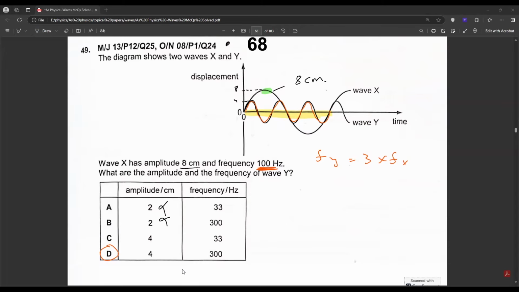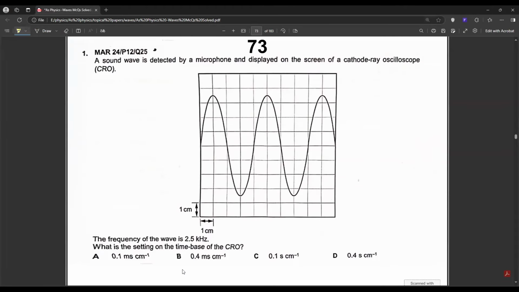Let's further move ahead. A sound wave is detected by a microphone and displayed on the screen of a cathode ray oscilloscope. The frequency is this. What is the time base setting on the CRO?